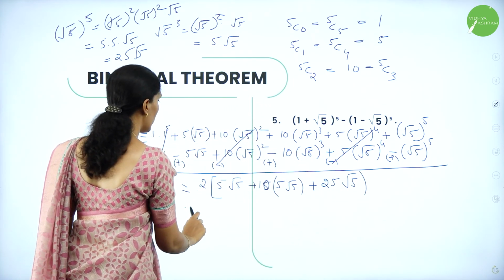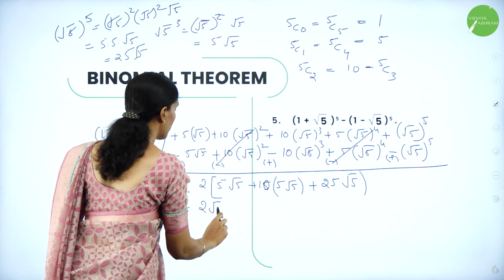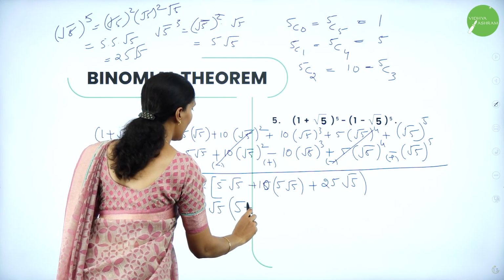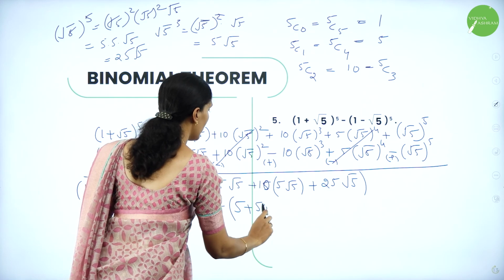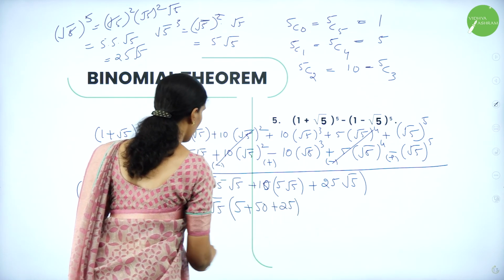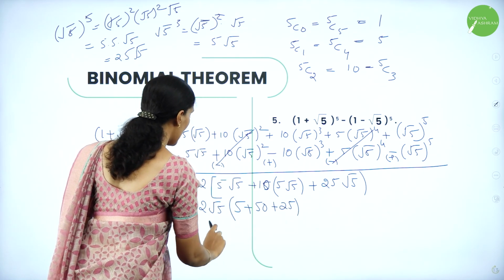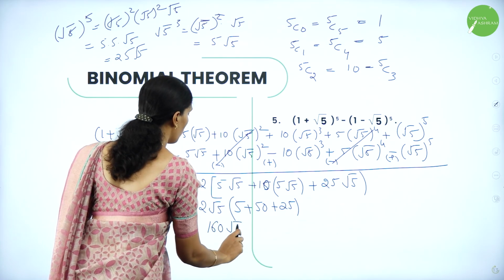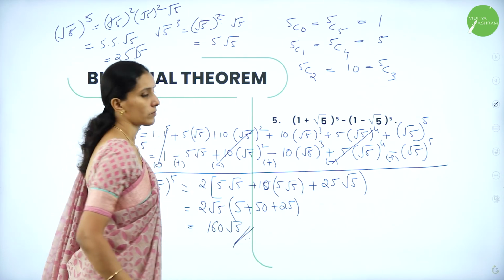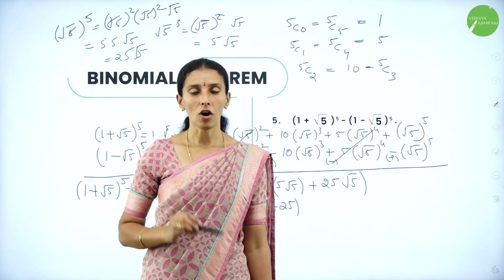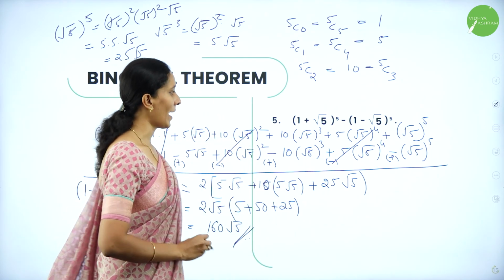Again, you can take root 5 as a common factor. So you are left with 5, 10 5s are 15, 25. So finally, you will get the answer as 160 root 5. So this is how we will solve the solutions using the binomial theorem.